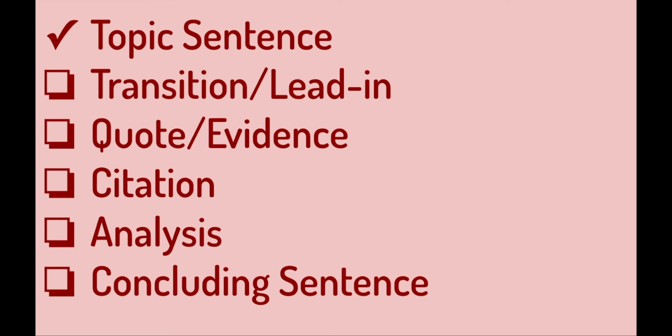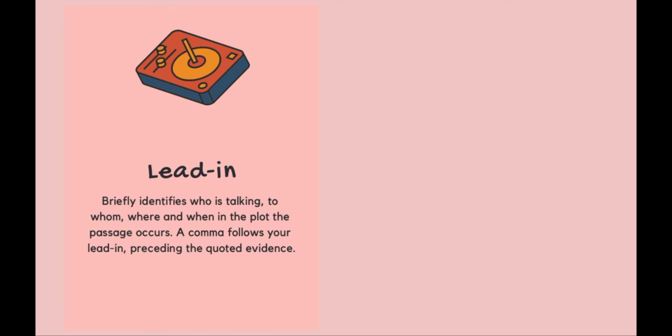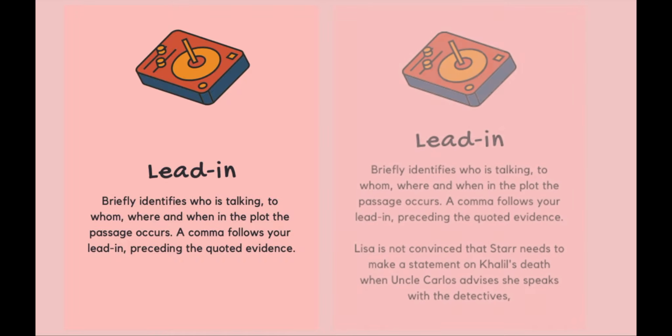Now let's move on to the transition or the lead-in. A lead-in is something that briefly identifies who is talking, to whom they're talking, where and when in the plot the passage or evidence that you're going to share occurs. In MLA formatting, a comma follows your lead-in, preceding the quoted evidence.